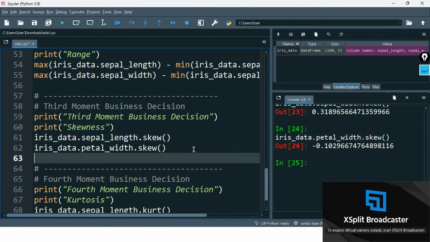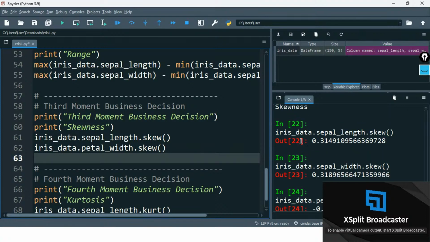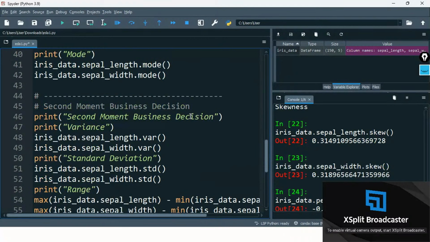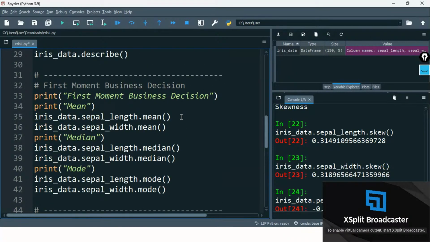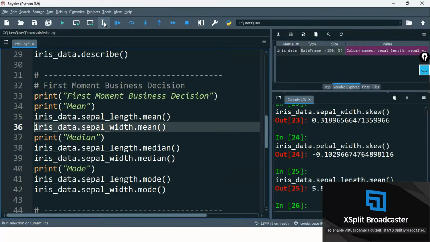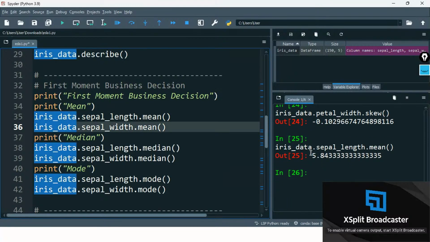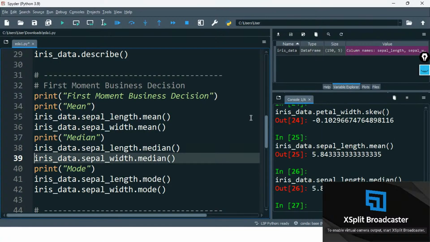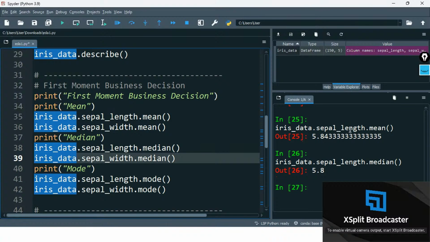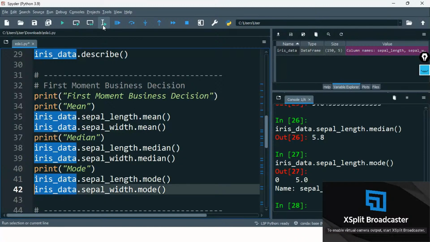For the best example, let me show you the sepal length I have calculated. I see a positive skewed data. It has a positive skewness, a positive value. So let me go and calculate the first moment measures for sepal length. The mean is 5.84. Then what is the median for sepal length? 5.8. See, mean greater than median, then mode, 5.